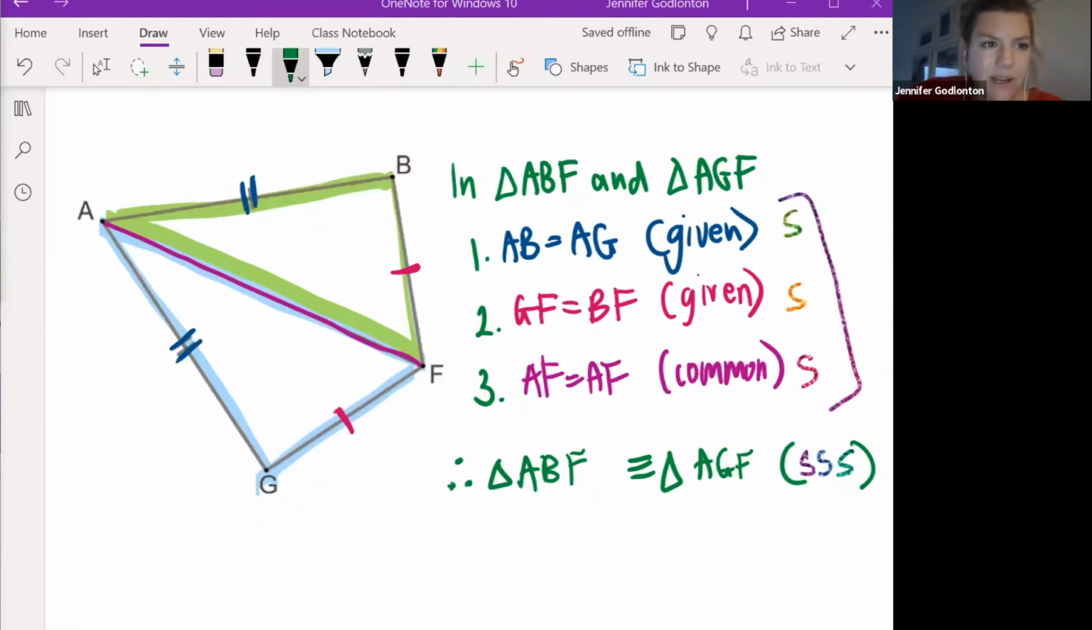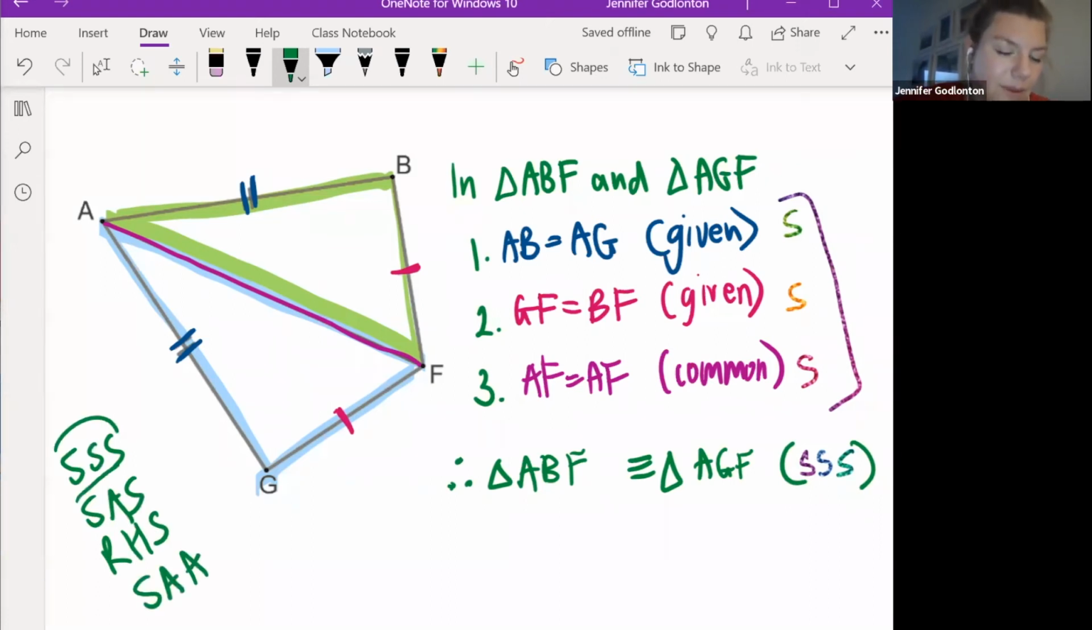Yeah, so it always has to be 3 reasons. The reason it has to be 3 is because all of our cases of congruency require 3 things. So you are trying to prove those 3 things. You're either trying to prove that there are 3 sides, or a side and angle side, or a right angle hypotenuse side. You have to prove those 3 things. Okay, cool.